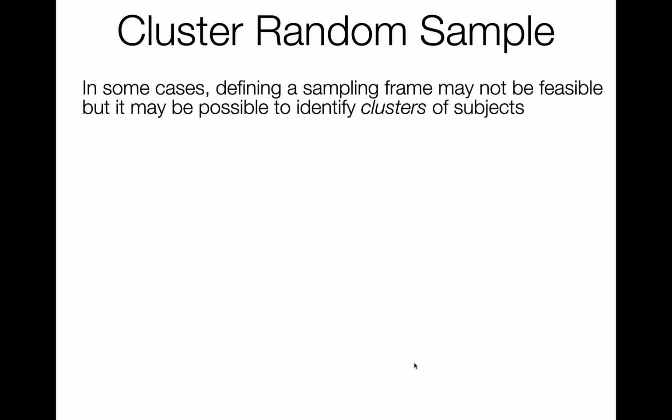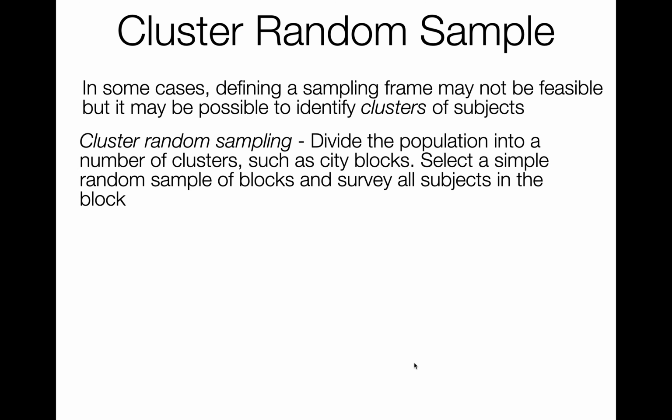But that's if I have the full sampling frame, and everything is perfect. Then I do simple random sampling. In some cases, defining a sampling frame may not be feasible, but it may be possible to identify clusters of subjects. So, what does that mean? Or what does that lead to? That leads to cluster random sampling.